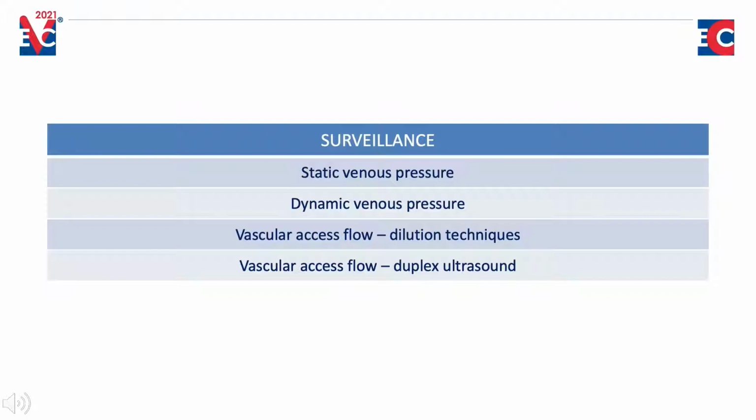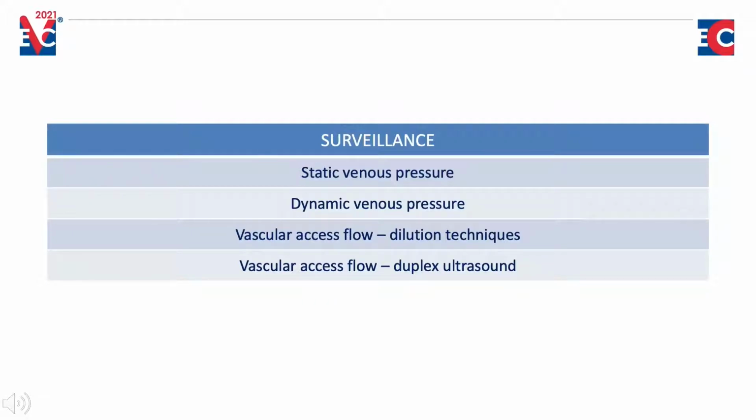Several hemodynamic tests can be performed to detect a vascular access stenosis. The static venous pressure indicates the blood pressure in the vascular access when the dialysis machine is not running. In contrast, the dynamic venous pressure is the pressure in the venous outflow of the dialysis machine, typically measured at a flow rate of 200 mL per minute using adequately sized needles.